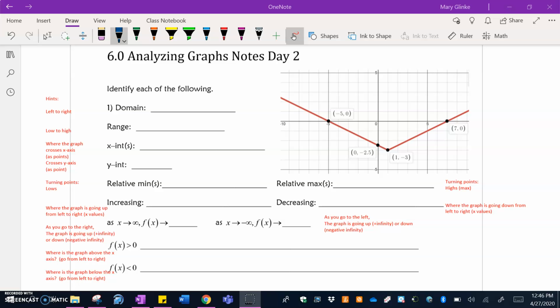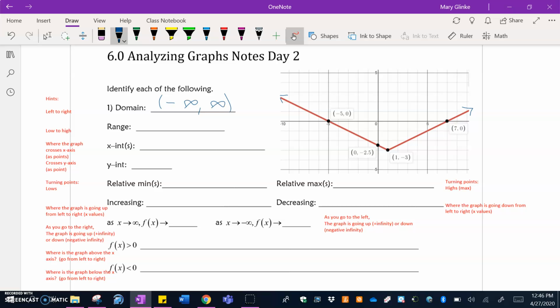So your domain is how far left and right your graph goes. This one here, anything that goes off the graph grid, we're going to put arrows on the end, just assume that there should be arrows there. So therefore, this graph goes to the left forever, which is negative infinity, and then to the right forever, which is positive infinity.